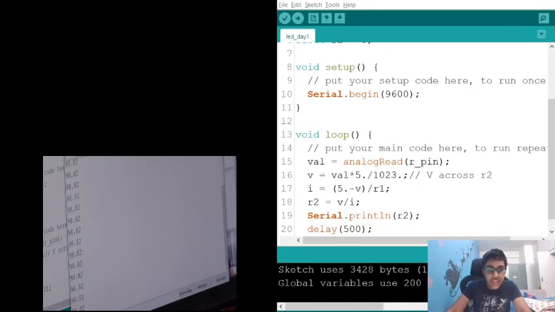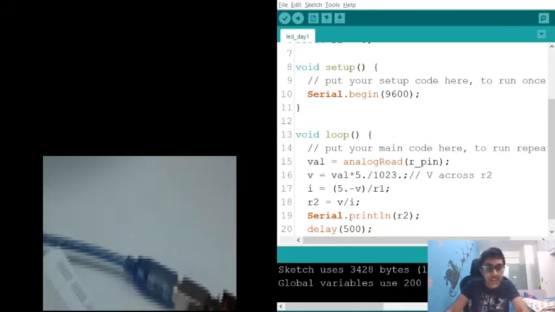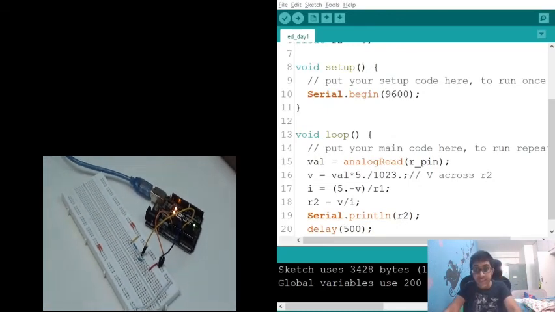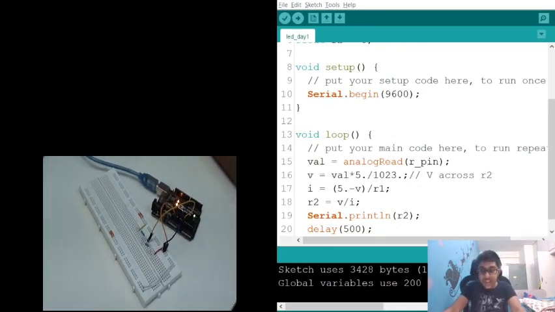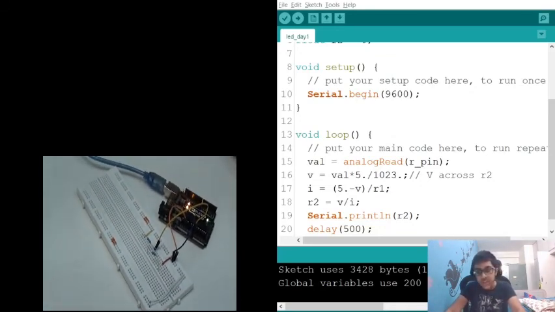So that is it, guys. Today was a bit of theory, and we really need to learn a bit of theory, especially Ohm's law, because such things are really the basis of all of electronics.